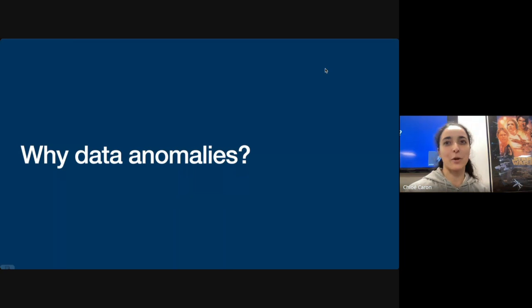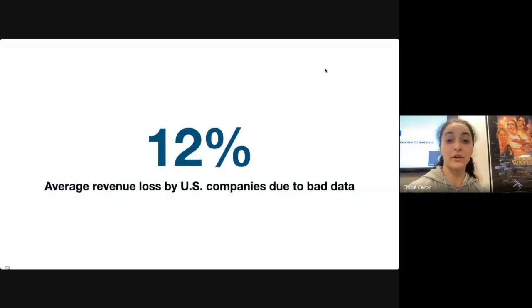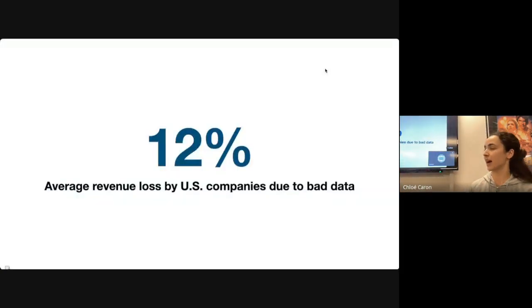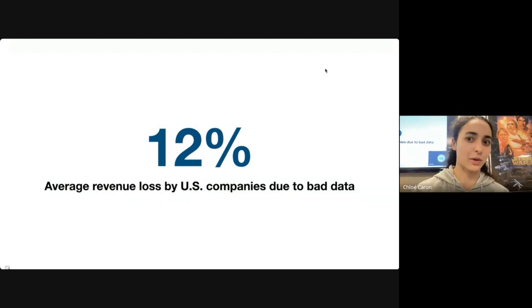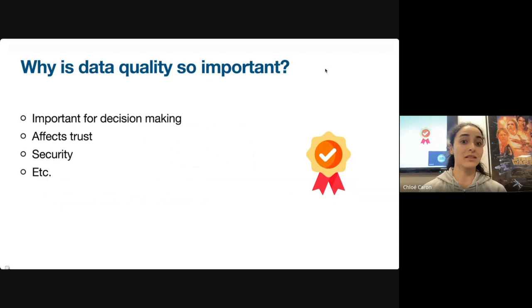So why data anomalies? Some of you might not know the stat, but actually in the US, the average company loses 12% of their annual revenue due to bad quality data. So why bad quality data, and why is that so important to your revenue? Well, data is used for important decision making.